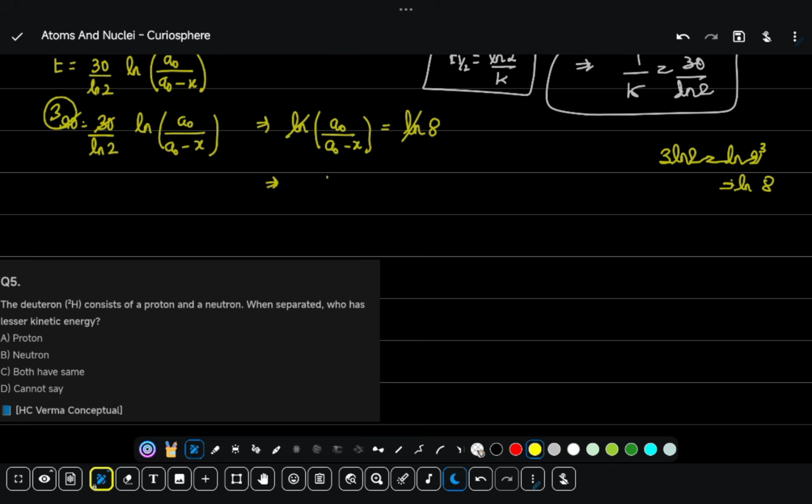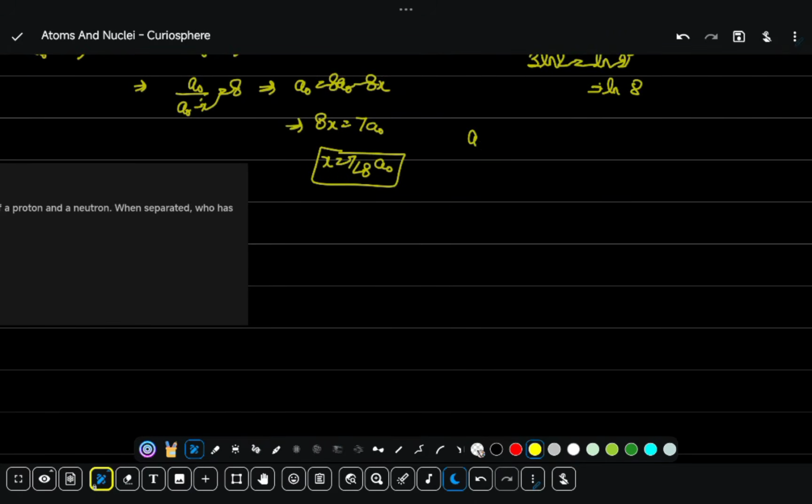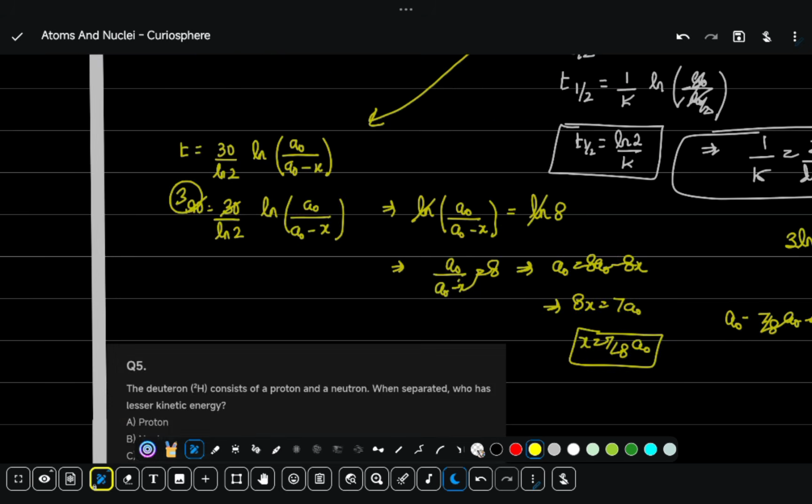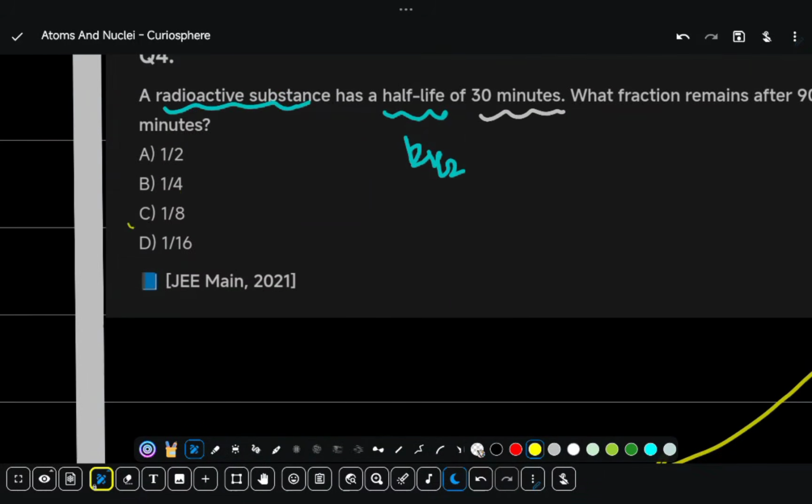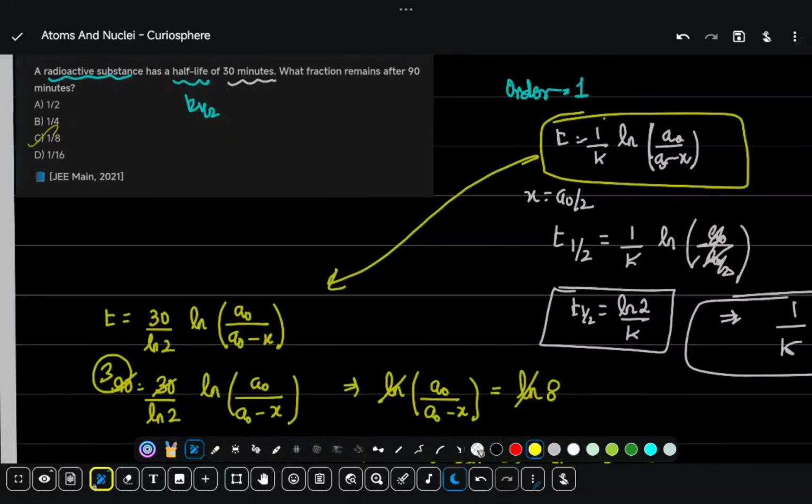Right, now you cross multiply: a naught by a naught minus x equals 8. You get a naught equals 8 a naught minus 8x. Now you get 8x equals 7 a naught, x equals 7 by 8 a naught. Now what is x? It is not the amount remaining, it is the amount decayed. So to find the amount remaining, take the initial amount a naught minus what has decayed, 7 by 8 a naught, which is 1 by 8 a naught. The answer is option C, JEE Main 2021 question.